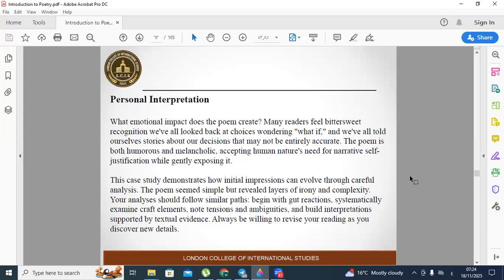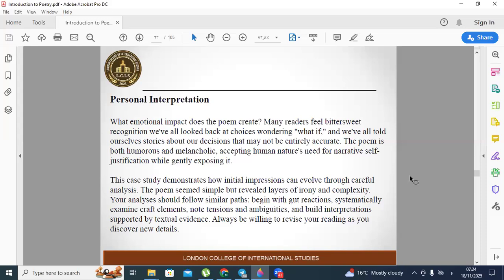Have you ever described a choice as more deliberate or meaningful than it actually was at the time? That's what Frost captures. The poem is both humorous and melancholic, accepting human nature's need for narrative self-justification while gently exposing it. It's neither cynical nor purely celebratory. It's complex in acknowledging both our need for meaning and the gap between narrative and reality.